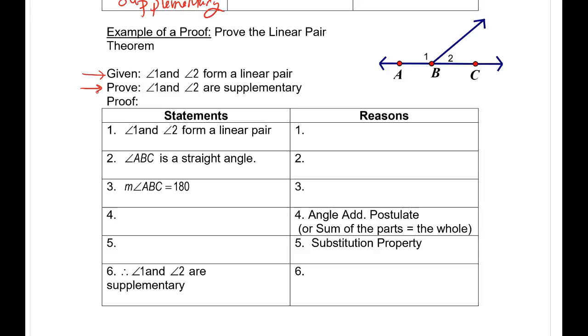Now, here's why we did the other type of proofs. How should I always start a proof? With a what? How do we always start it? A premise or the word what? We always start with the given. So guess where I want to start? With the given, okay? So I know angle 1 and angle 2 form a linear pair. So that's given.